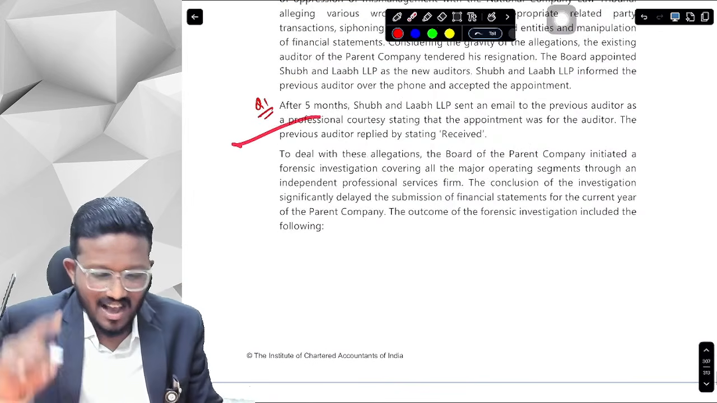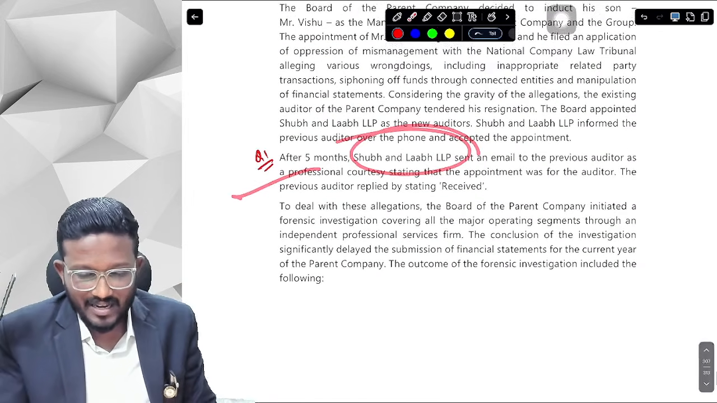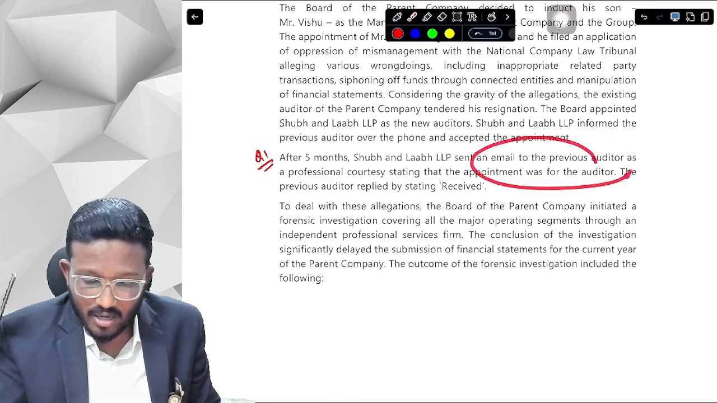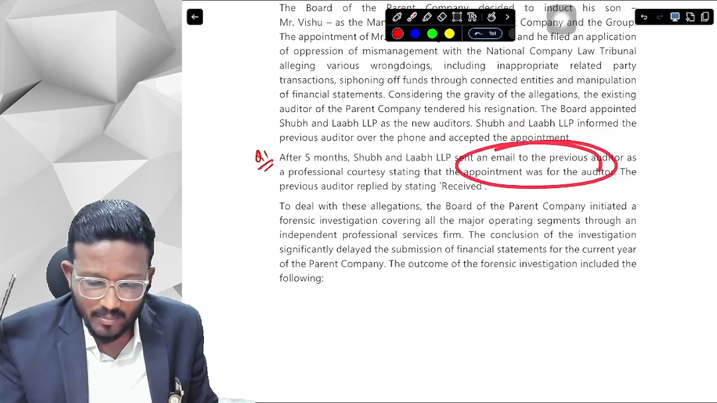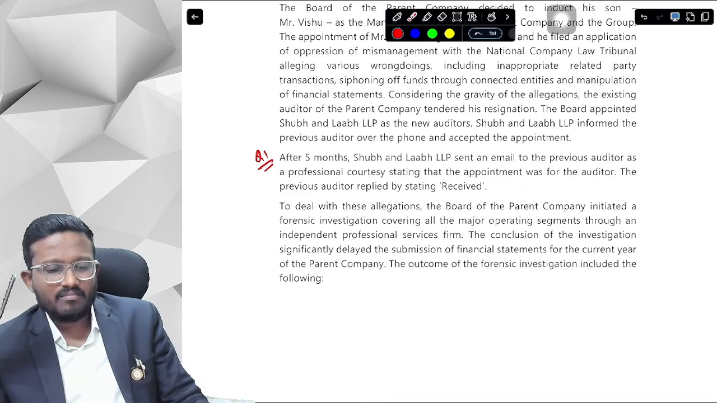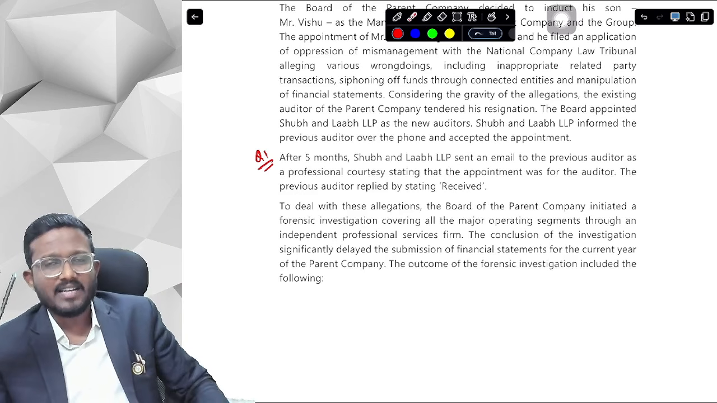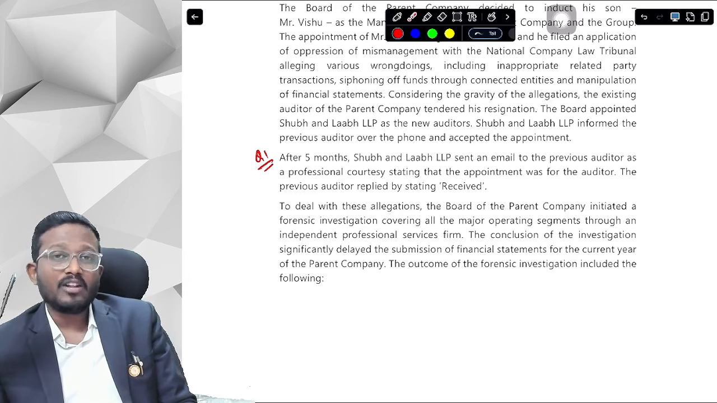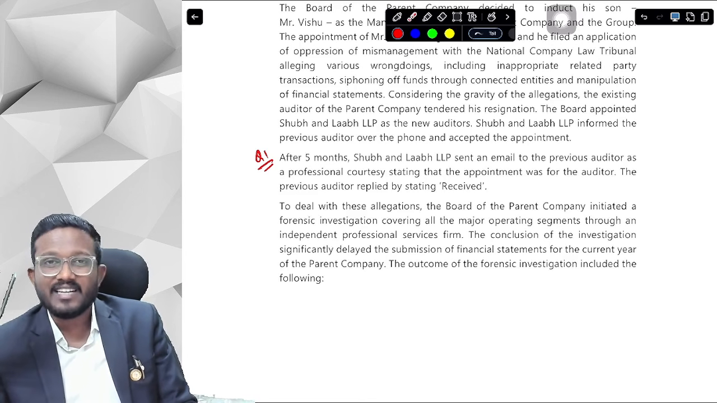What is it saying, sir? After 5 months, Shubh and Lal LLP sent a mail to the previous auditor as a professional courtesy, stating that the appointment was for the auditor. The previous auditor replied by stating received. So basically we were offered the statutory audit in this case, and we just obtained an oral confirmation from the previous auditor. And after 5 months of accepting the audit, we obtain a written confirmation from the previous auditor. Is it correct, sir? No.